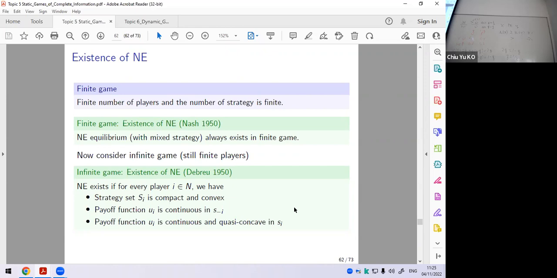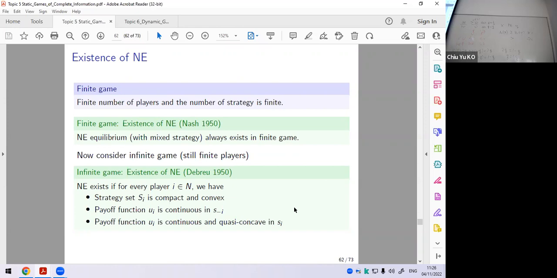And the second one is what we call the infinite game. Each also proved by De Bruyne. And the condition for existence is not difficult. What is required is that the strategy set is compact and convex. In general, it means if you choose an interval, right? You choose from, say, a production from 0 to 10, and for compact and convex, you don't have an open interval. If you have a positive, then it's a problem.